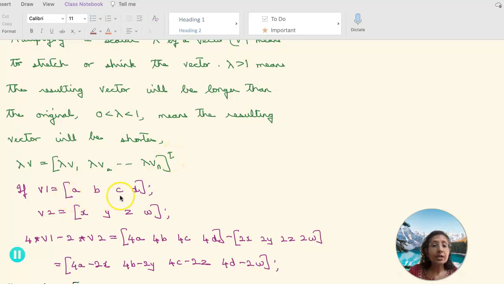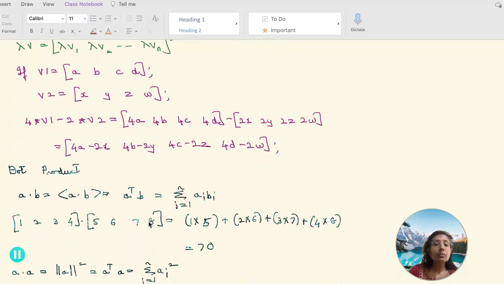And if v1 is (a, b, c, d) and v2 is (x, y, z, w), then 4 times v1 minus 2 times v2, note that asterisk stands for multiplication, will be 4a, 4b, 4c, 4d minus 2x, 2y, 2z, 2w, that is 4a minus 2x, 4b minus 2y, 4c minus 2z, 4d minus 2w.